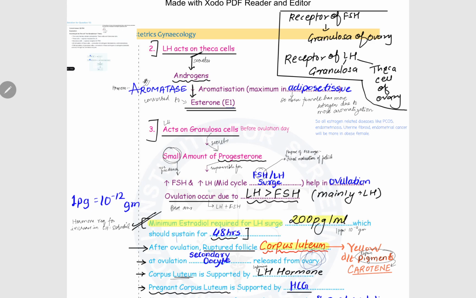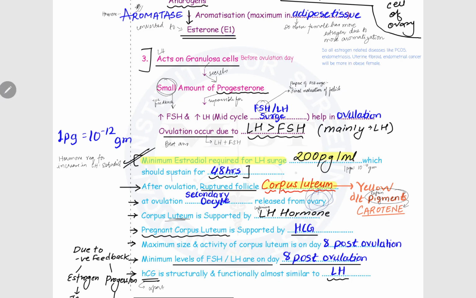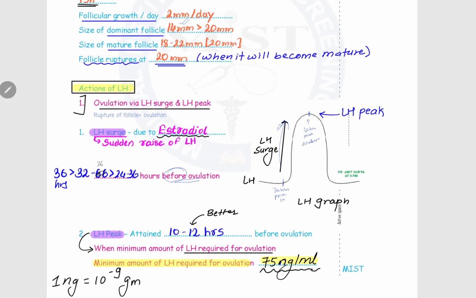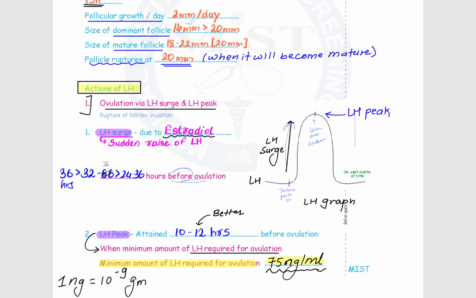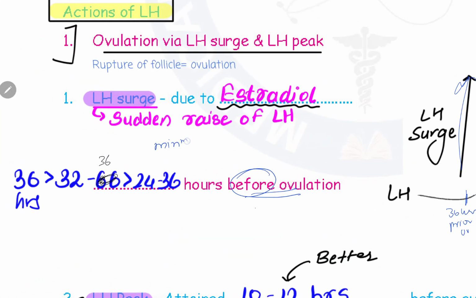A small amount of progesterone increases FSH and LH at mid-cycle and causes the surge, which helps in ovulation. So ovulation occurs mainly due to LH, but also due to FSH. So the best answer will be both. Now, the minimum estradiol required for the LH surge is 200 picogram per ml, right?